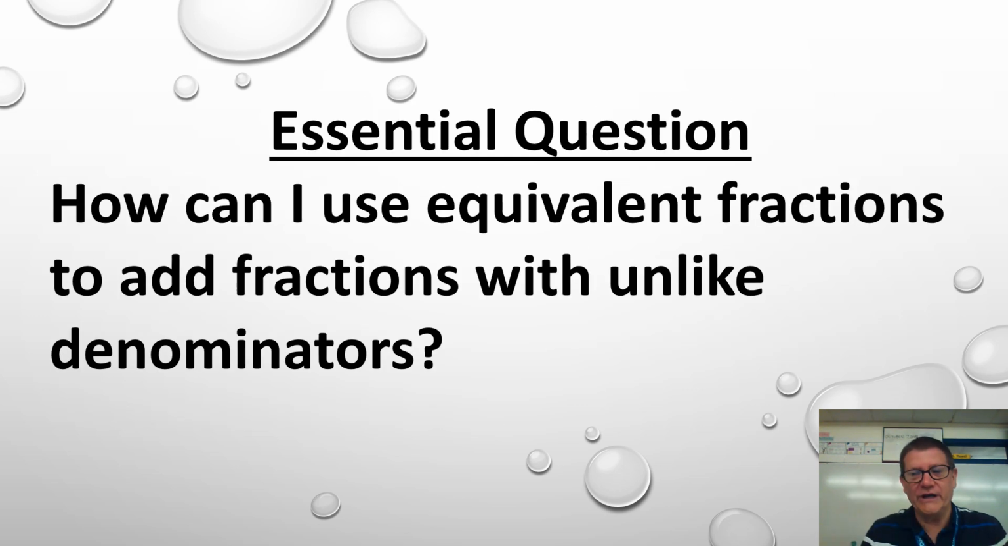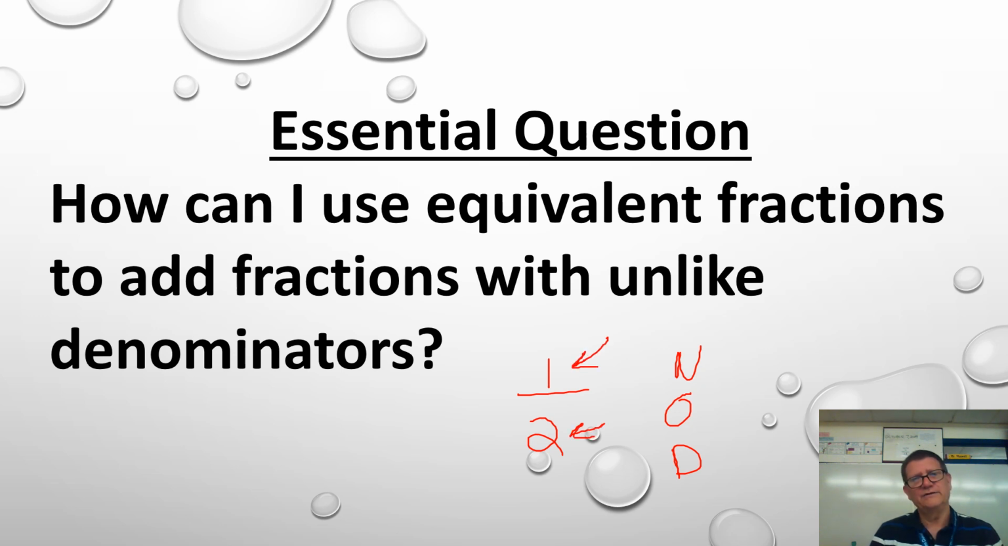So essential question, and you need to be thinking of this as we're going through the lesson because you're going to have to answer this at the end of this video. How can I use equivalent fractions, equivalent meaning equal, to add fractions with the unlike denominators? Now, I need to know what a denominator is in order to be able to answer this essential question. So if I had a fraction, let's say 1/2, I always remember it by NOD. And NOD means numerator over denominator. Okay, so that's an easy way to remember it.